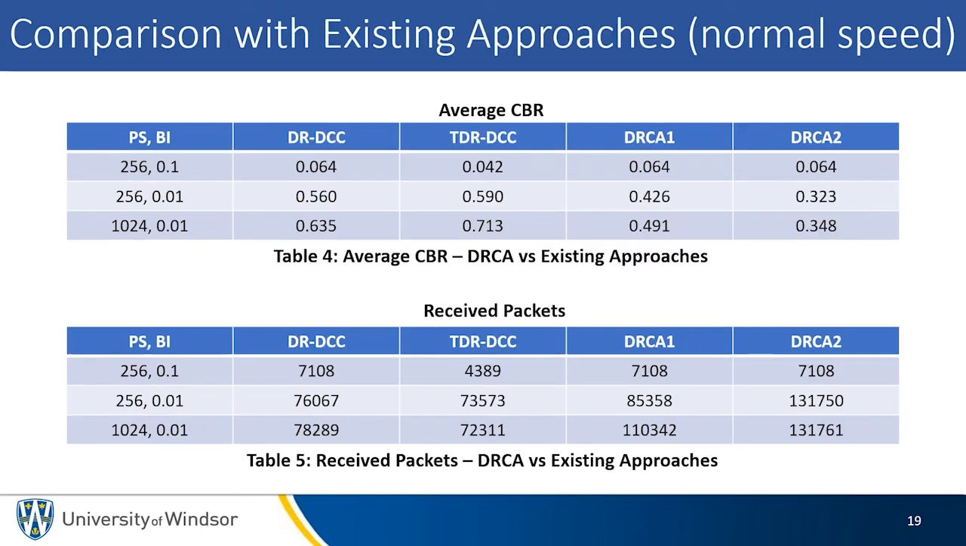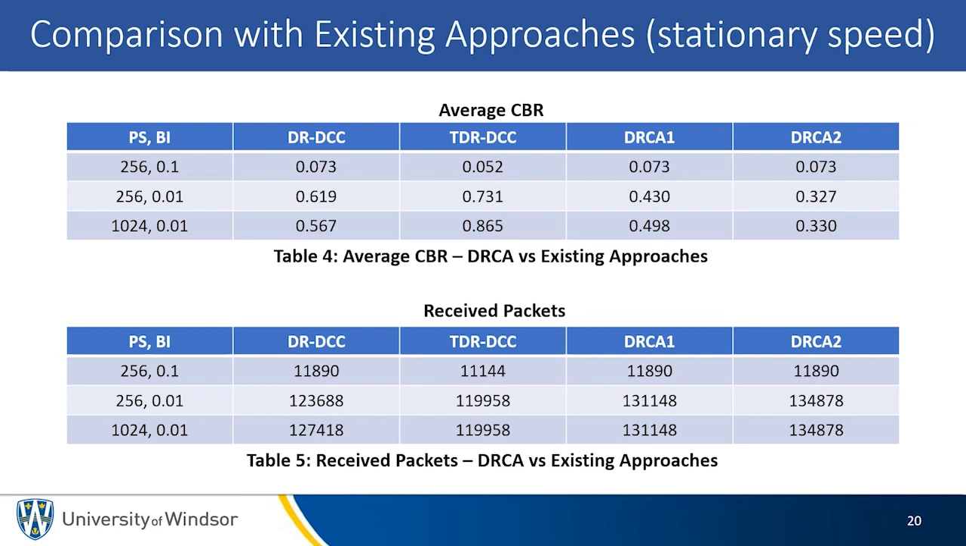Comparison with the existing approaches in a normal speed environment. In this set of simulations, the proposed DSCA approach was compared with two other existing approaches, namely data rate based decentralized congestion control and transmission data rate based decentralized congestion control. DRCA1 had high and low channel thresholds of 0.5 and 0.3 respectively, and DRCA2 had 0.4 and 0.2 as high and low channel thresholds. From the tables, it can be understood that the proposed DRCA approaches achieve the best possible results compared to the existing approaches.